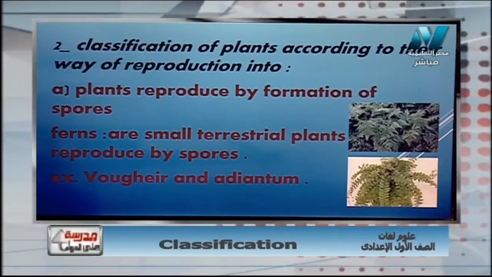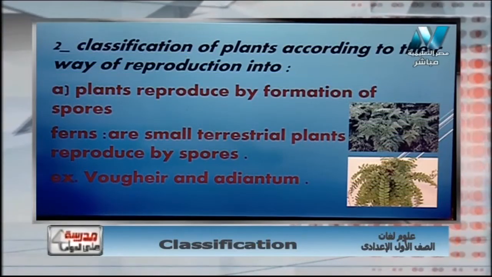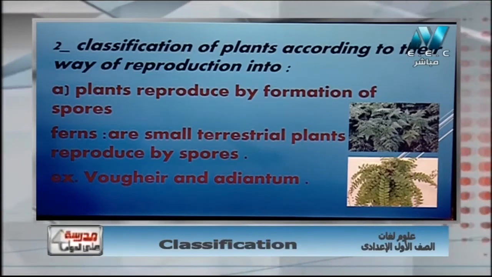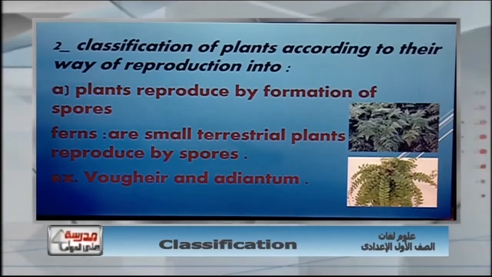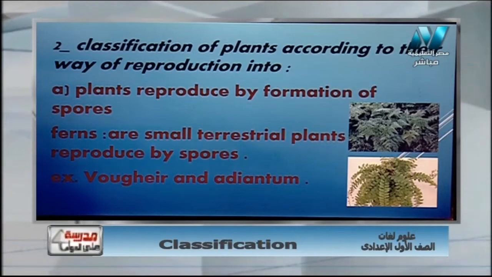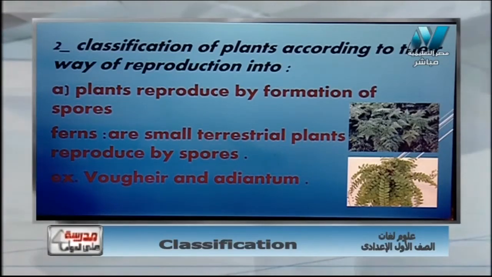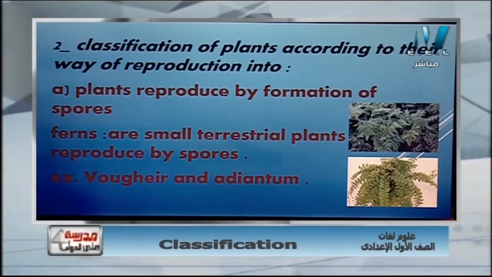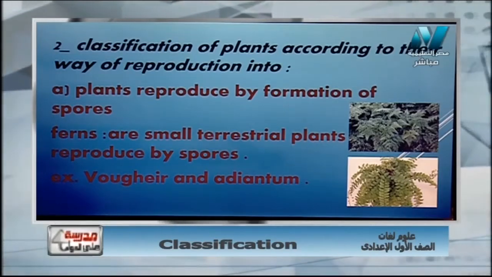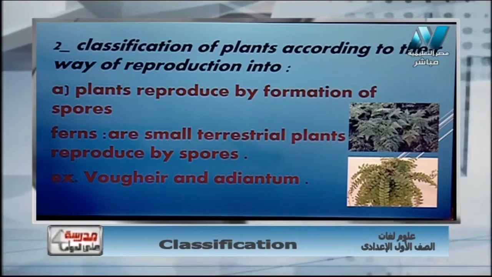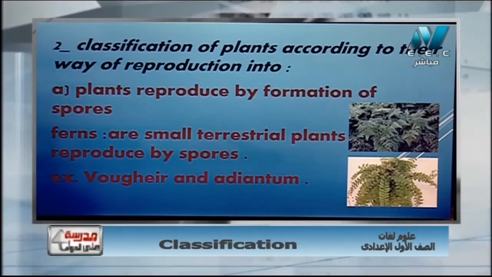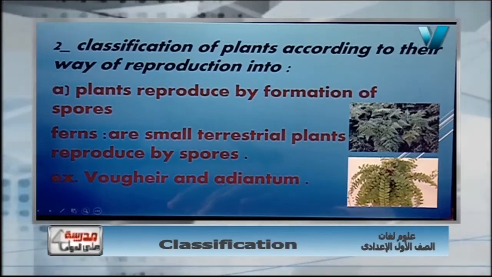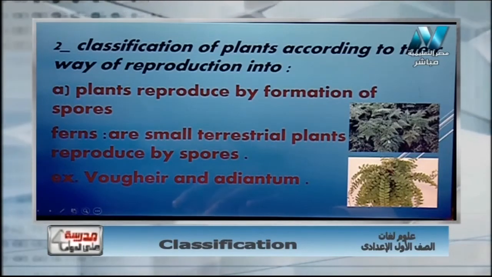And we have two types. A, plants reproduce by formation of spores. Spores here means very small, very tiny cells, as ferns. What's meant by ferns? Ferns are small terrestrial plants that reproduce by spores, as Vogel and adiantum. Vogel and adiantum. These are.